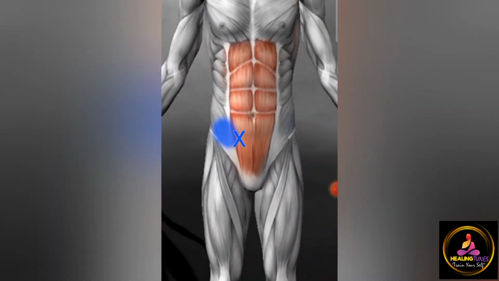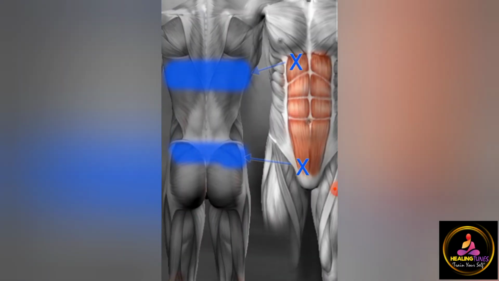Rectus abdominis also will be taut and tight in clients who have a posteriorly rotated pelvis. If a client has an anteriorly rotated pelvis, strengthening this muscle can help the hip come back into alignment. It is not true, however, that strengthening the rectus abdominis will automatically help the lower back.